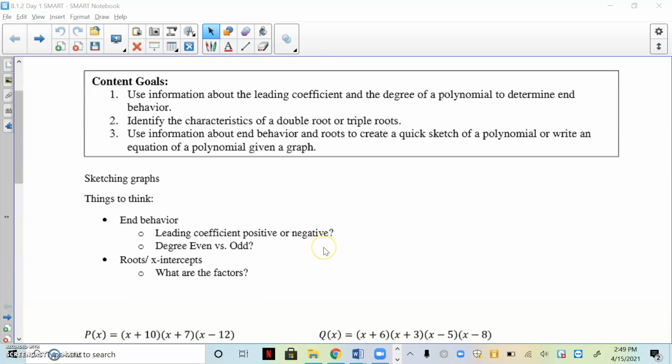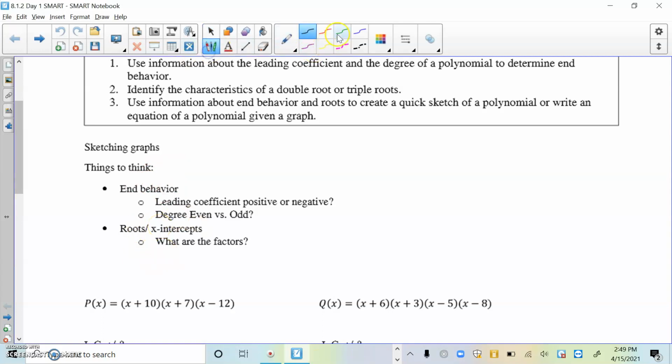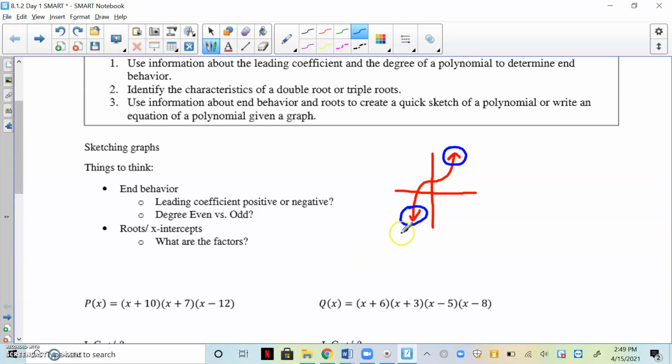So the big things that you need to be thinking about for this section are the end behavior and the x-intercepts of your graph. When I say end behavior, I am talking about when I have a graph, and if it looks like this, my end behavior is what's going on right over here and right over here on the ends of my graph. So it's exactly what it sounds like, and that's what we talked about earlier this week. And the roots, x-intercepts, the factors, that's where we hit the x-axis. Those are going to be super important in what we are doing today.